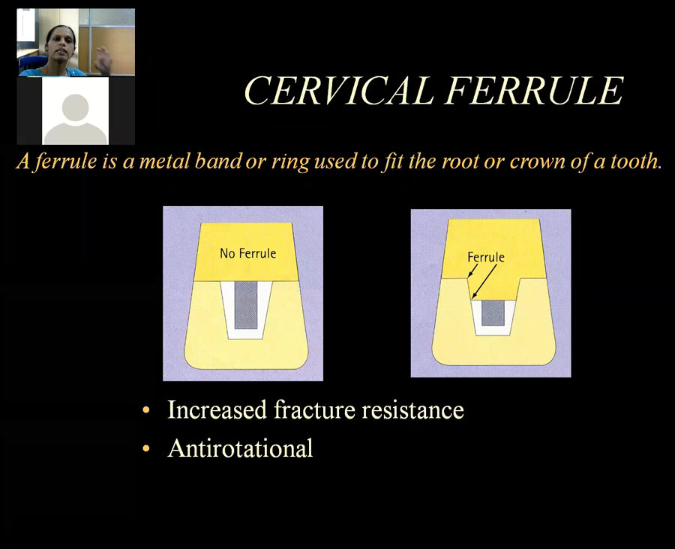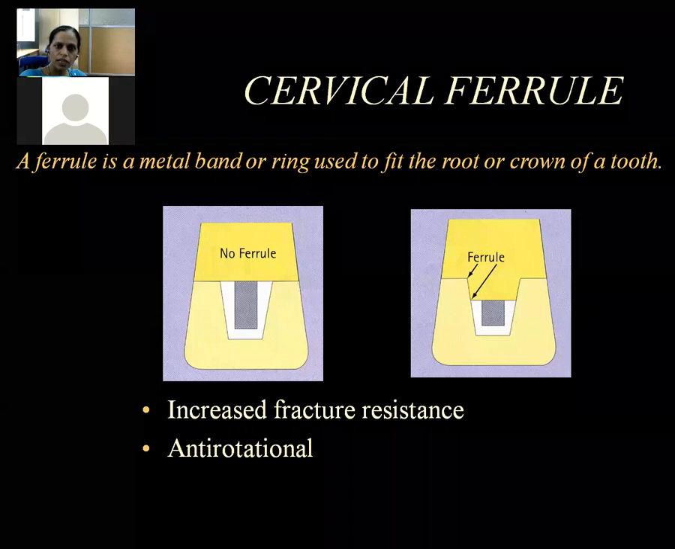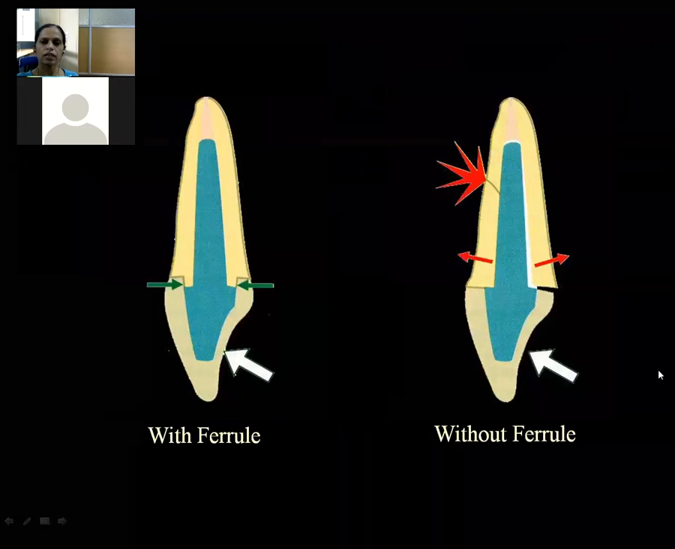So what are the advantages of ferrule? It will give more fracture resistance, and second, it will cause less rotation. So it will act as an anti-rotational feature. The same thing is described over here.